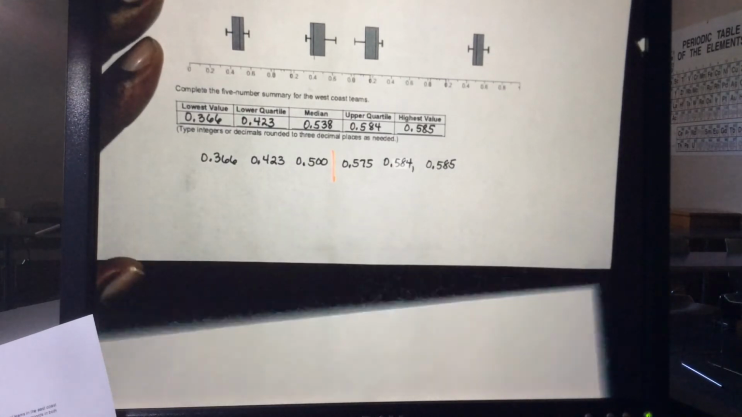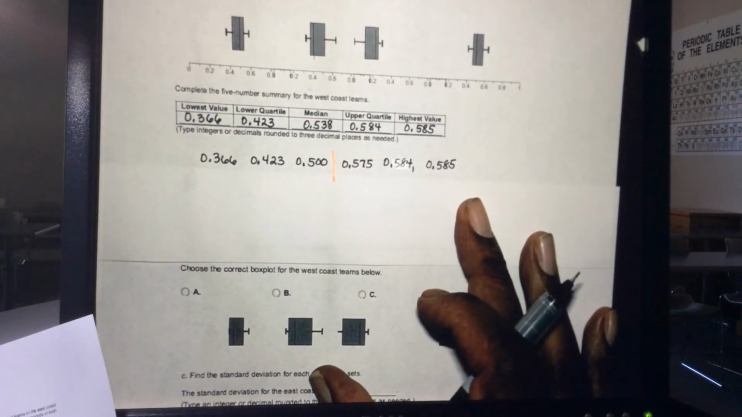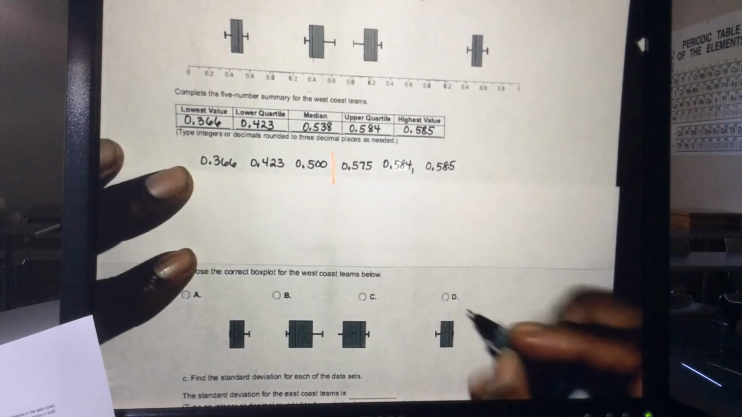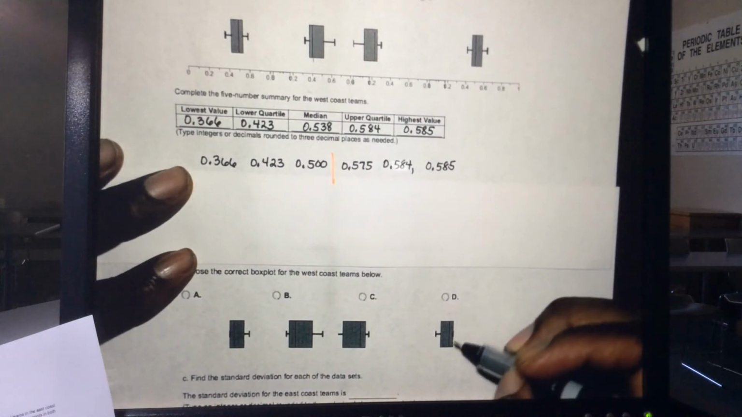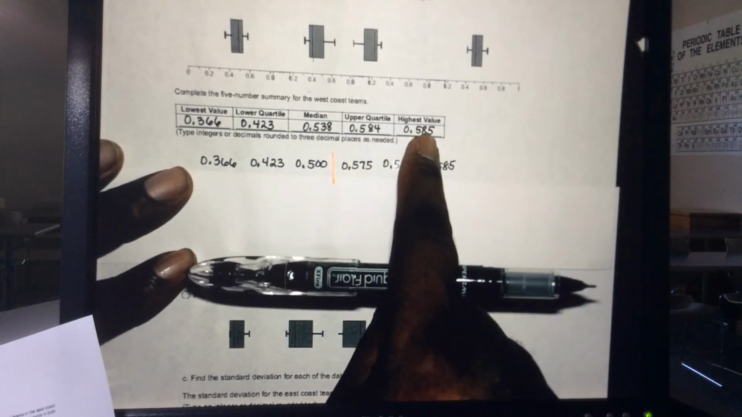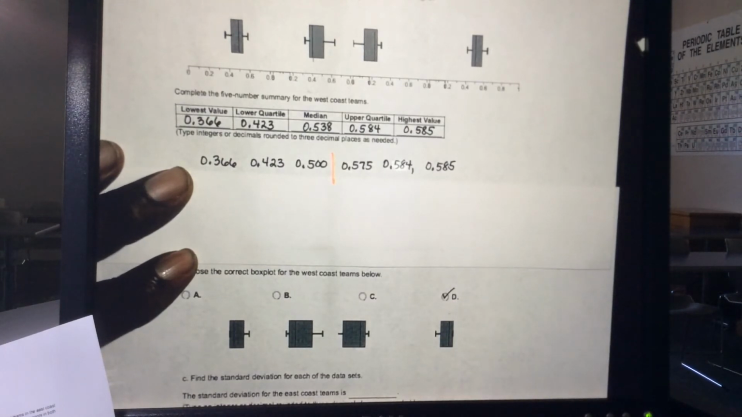Now the next page continues this by wanting the box plot that fits this 5-number summary. In this case, because 0.584 is 1/1000 less than 0.585, it will have to be this one right here, D. Just for that particular reason.